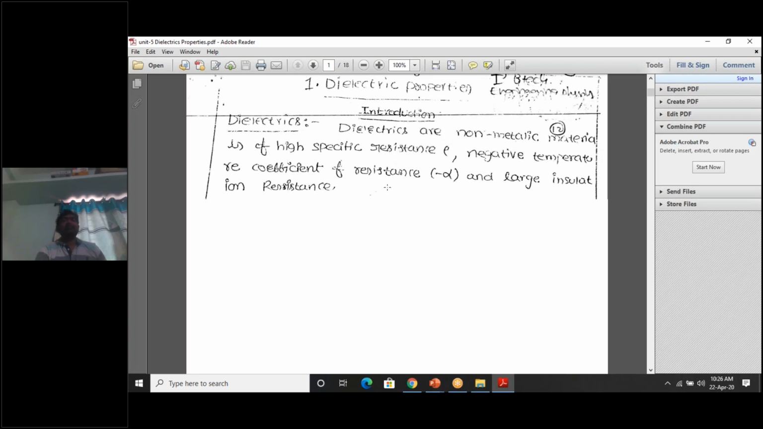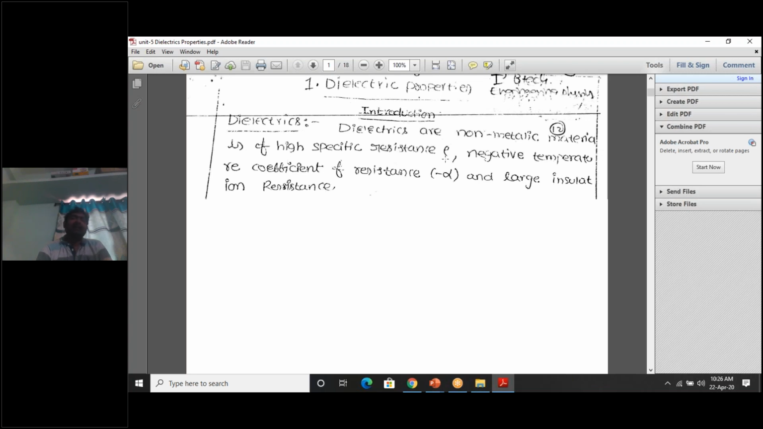And large insulation resistance. For example, plastic, wood or rubber offer large insulation resistance. This is the full-fledged definition of dielectrics. Dielectrics are non-metallic materials, first of all not metals, of high specific resistance.